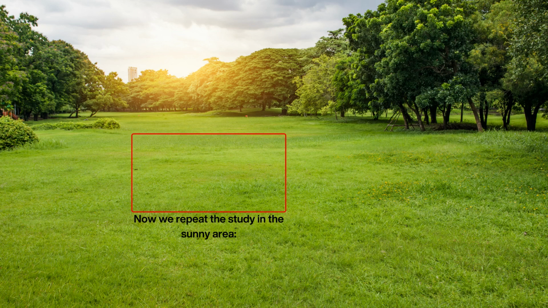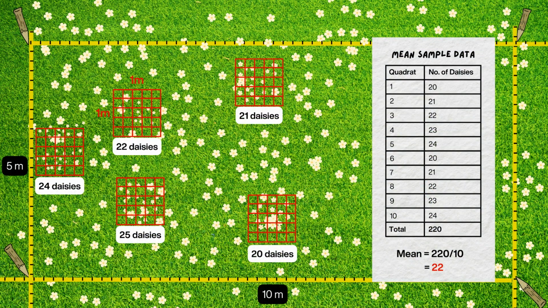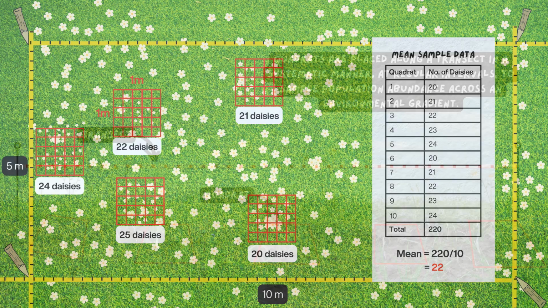The entire process is then repeated in a second sample area that represents a different environmental condition. For example, if we just sampled a shaded area and moved to an open area, you might find an average of 2 daisies per meter squared in shaded areas, and 22 daisies per meter squared in open fields. This comparison helps us understand how the distribution of the species varies with changing factors.